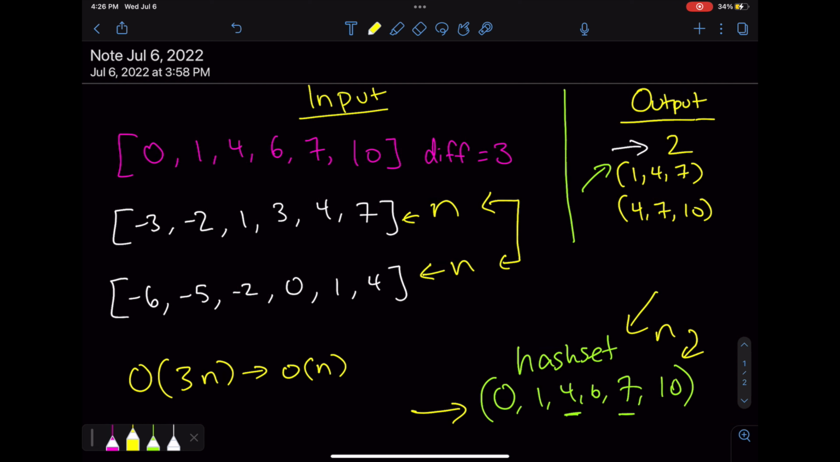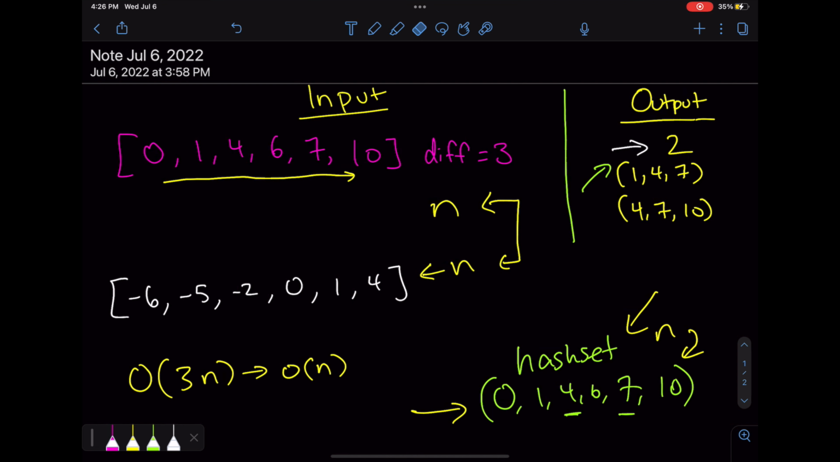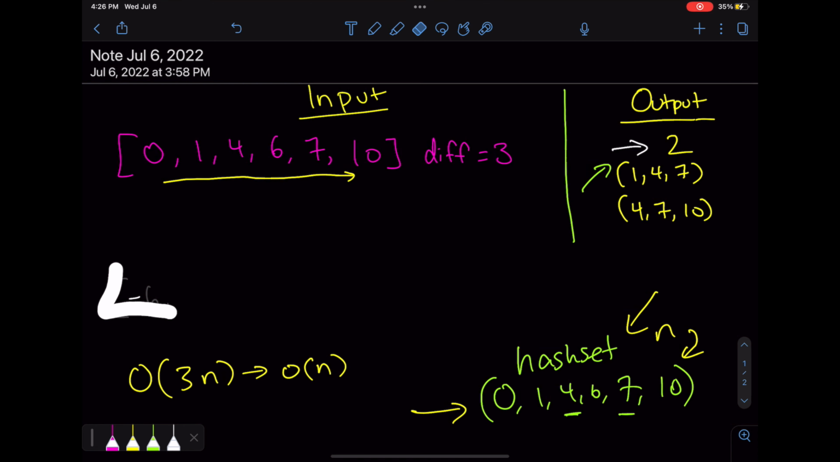Well, we can simulate that same idea since we know that all the numbers are going to be in increasing order. That's advantageous to us because we can do basically everything we were talking about in just one single iteration of our input array. And how would we do that? Well, let me show you.